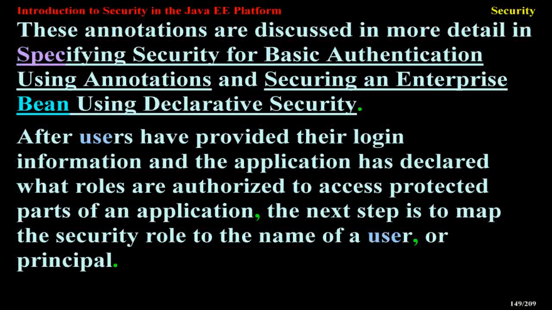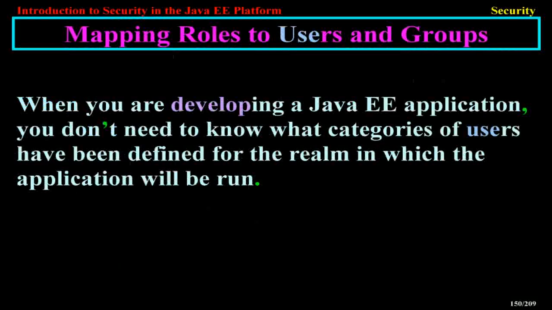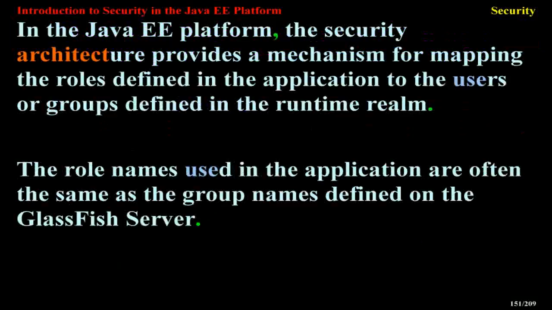After users have provided their login information and the application has declared what roles are authorized to access protected parts of an application, the next step is to map the security role to the name of a user or principal. Mapping Roles to Users and Groups. When you are developing a Java EE application, you don't need to know what categories of users have been defined for the realm in which the application will be run. In the Java EE platform, the security architecture provides a mechanism for mapping the roles defined in the application to the users or groups defined in the runtime realm.